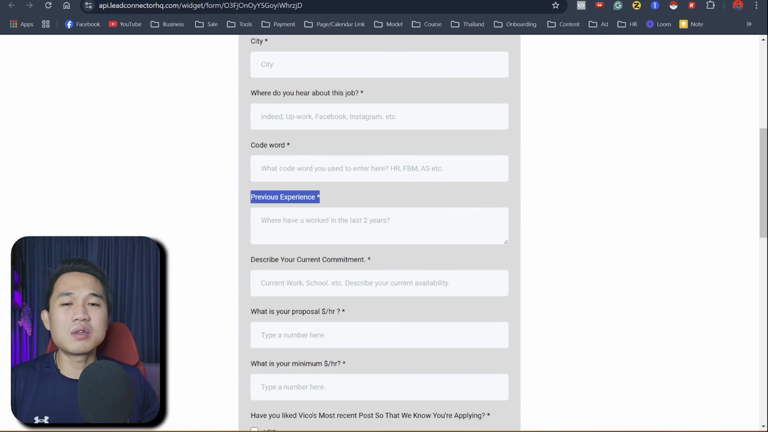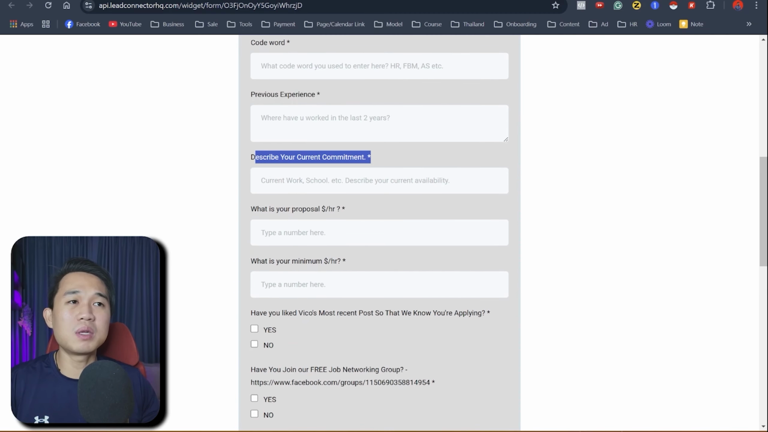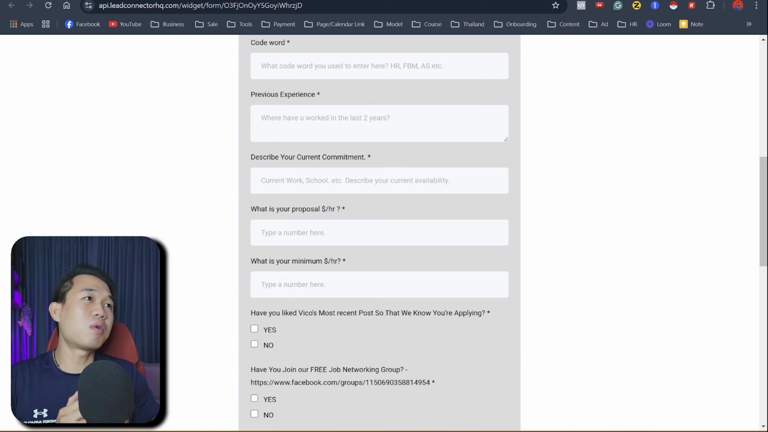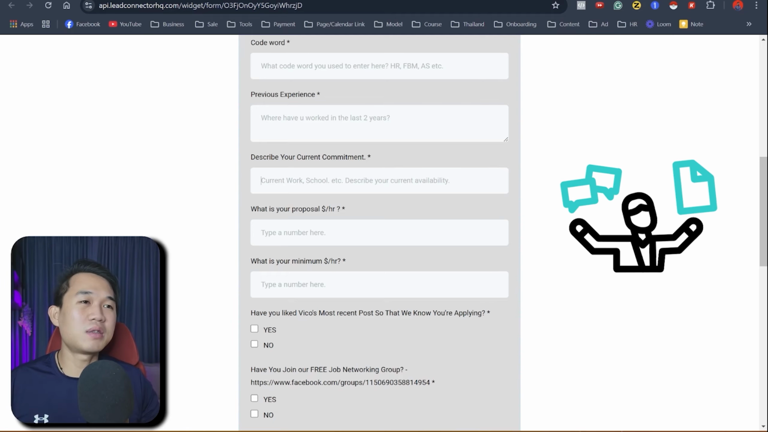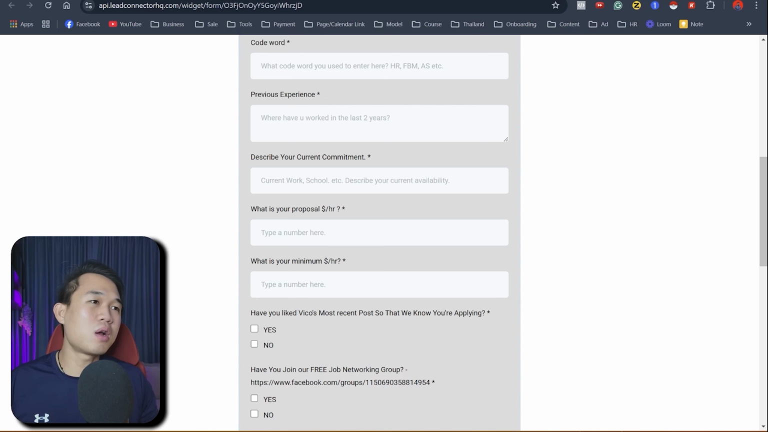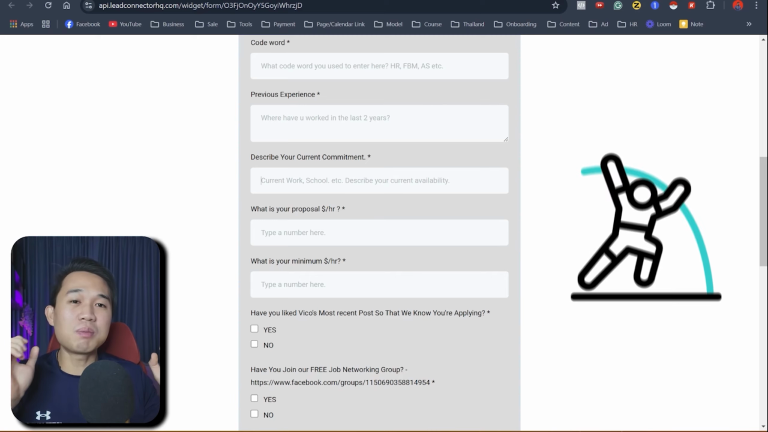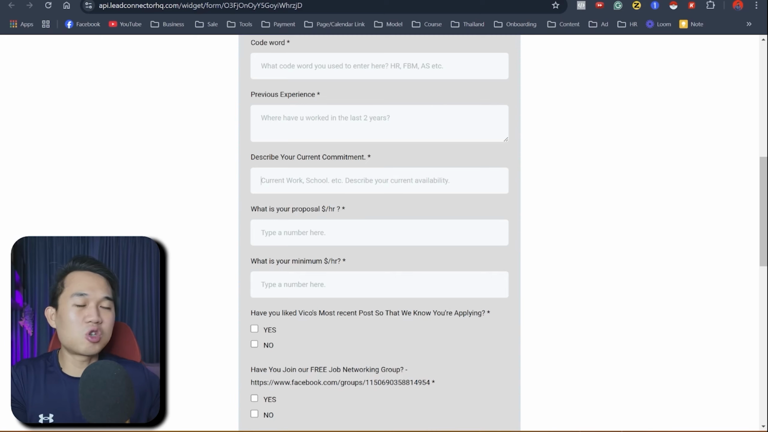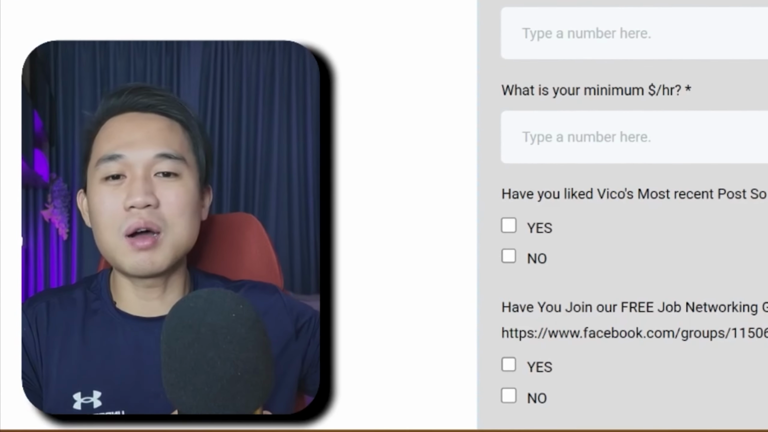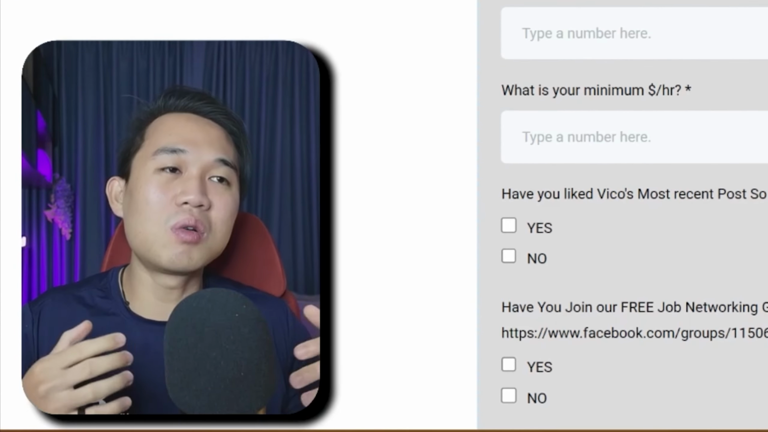Previous experience is important as well. Describe your current commitment. I always look out for people who are currently employed with another agency, because if they're currently employed, why are they looking to leave? You really need to have that honest conversation with them, because if they have the personality of a ship hopper, they're going to come in, you're going to train them and invest time into them, and the next thing you know, they see another opportunity and leave you. There's no loyalty in place.